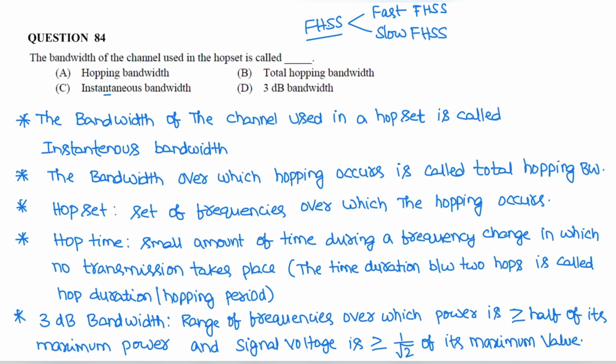The bandwidth of the channel used in a hop is called instantaneous bandwidth. Next, the bandwidth over which hopping occurs is the total hopping bandwidth, meaning the total number of frequencies over which hopping occurs in FHSS. Next, hop time or hop duration or hopping period. Next is 3 dB bandwidth, the range of frequencies over which the power is greater than or equal to half of its maximum power, or the signal voltage is greater than or equal to 1 by root 2 times the maximum voltage. The correct answer is instantaneous bandwidth.